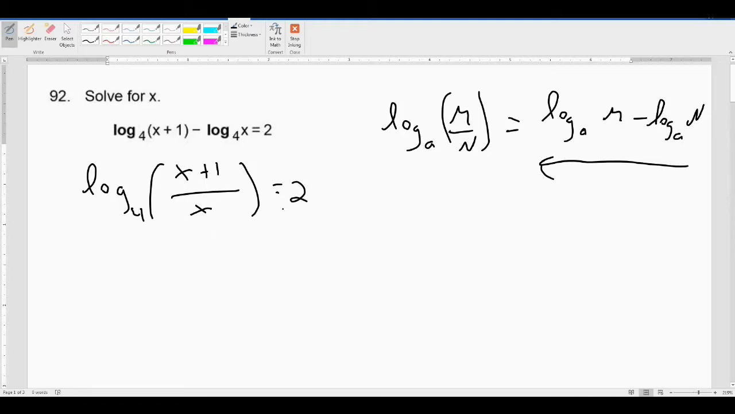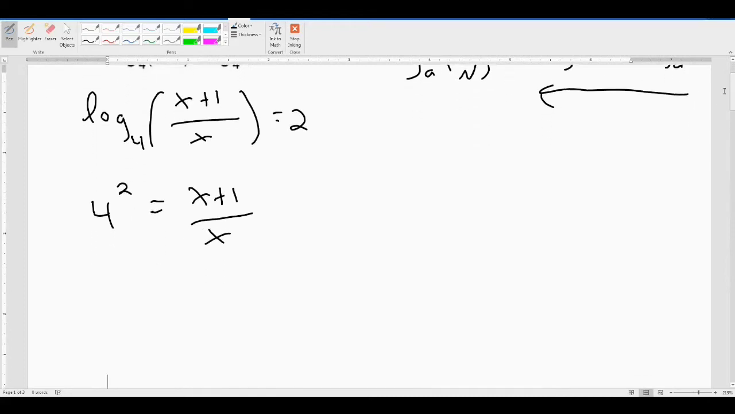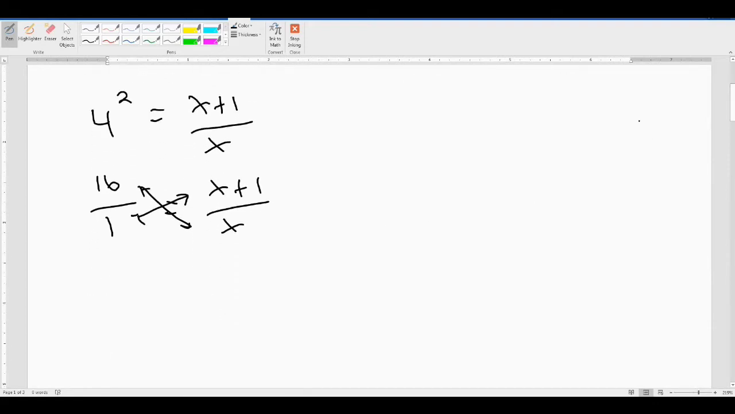Now I'm going to convert this over using the exponent or log definition. Start with the base, which is 4. The exponent is 2. That equals what's left over, x plus 1 over x. Now that 4 squared is 16. I can put that over a 1 also because I like to cross multiply. 16 times x is 16x equals 1 times x plus 1. So we have 16x equals x plus 1.